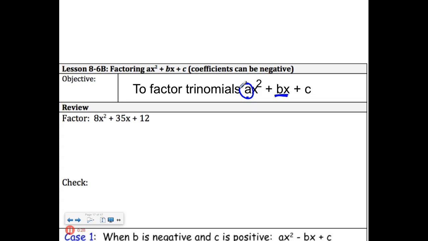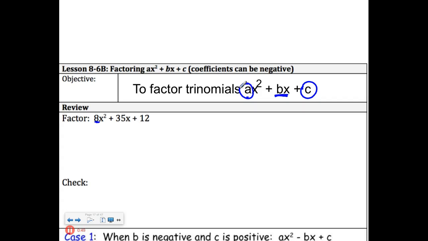Because reminder, we have to think about factors of our A and factors of our C, and they have to add up to this B. So now there's a little bit more work, and our check is a lot more important. Okay? All right. So let's take a review. This is what we did yesterday. Again, I threw in that A, so it makes it a little bit trickier.